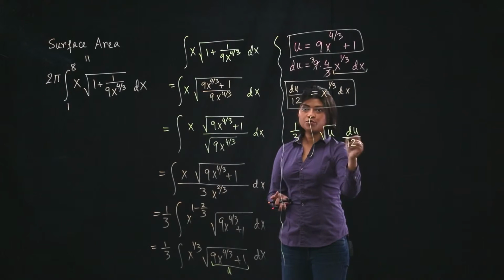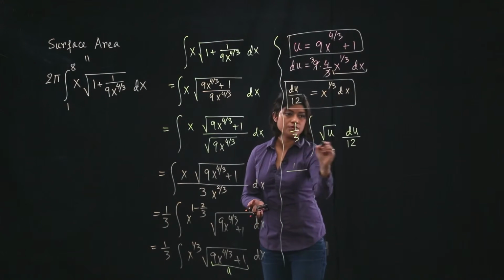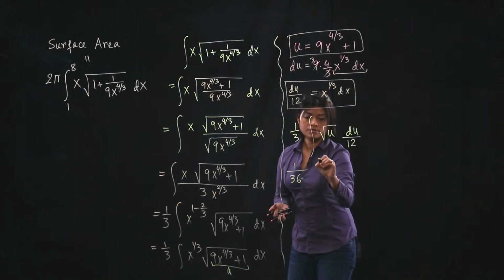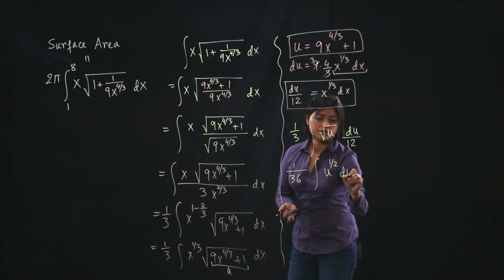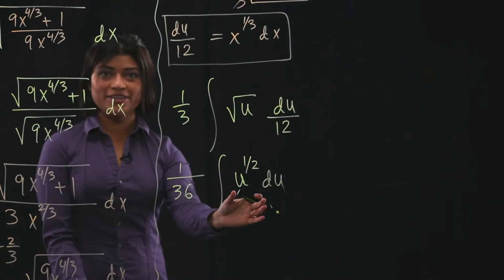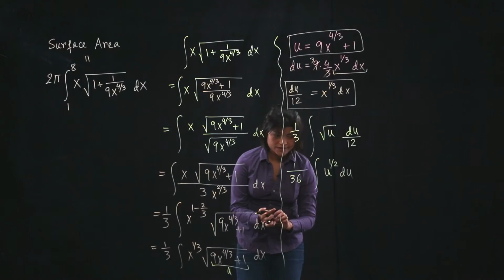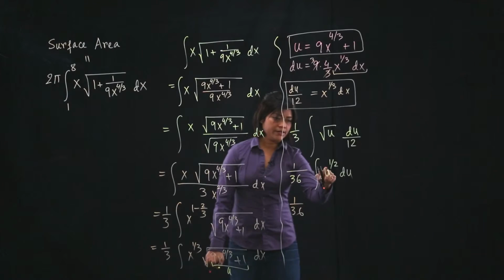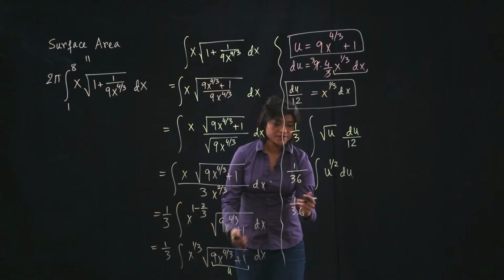Okay, so again 1/12 is a constant, pull it outside. So we have 1 over 3 times 12, 36, integral u to the power 1/2 du. Okay, so let's continue. Look, now we can integrate easily. It's just a power rule of integral. Okay, so keep 1 over 36 as it is. And power rule, remember it's the power rule of integration, not differentiation.